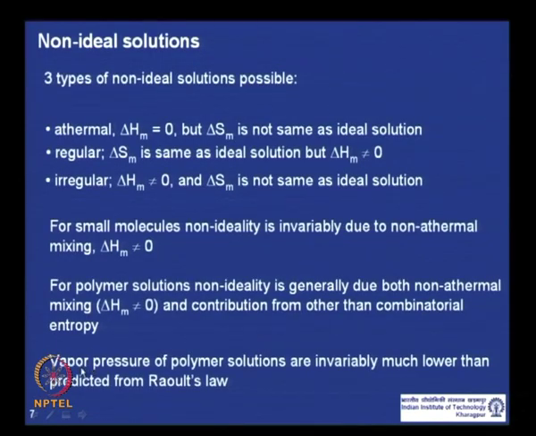In case of polymer solution, as we will see in a moment, it is not only the combinatorial entropy; the entropy change induced by the athermal process also contributes to the Gibbs free energy of mixing. And in most cases, the vapor pressure of polymer solutions is invariably much lower than what has been predicted from Raoult's law, which is the law describing the ideal solution.